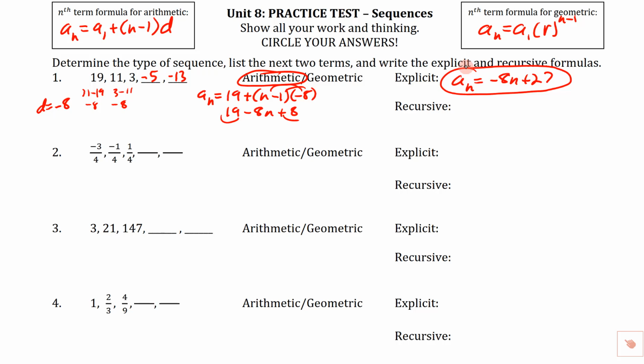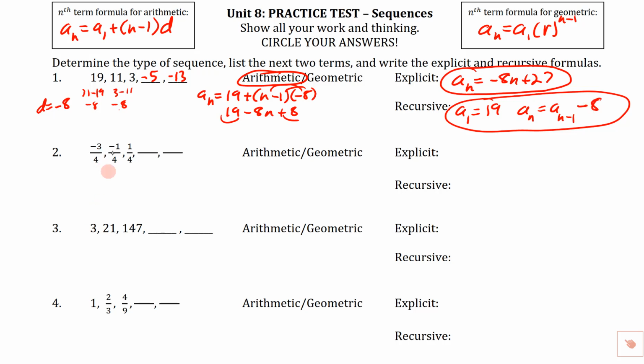Now, for recursive ones, we have to give it a place to start. So we tell it what the first one is. The first one's 19, and then we say how we get to the next one. To get to the next one, we take the previous one, and then we add the common difference. The common difference in this case is -8, so I'm just going to write -8. So there we go. We've got our starting place, a sub 1, and then we've got this formula that tells us how to go from the previous term to the next term. In this case, we just subtract 8.